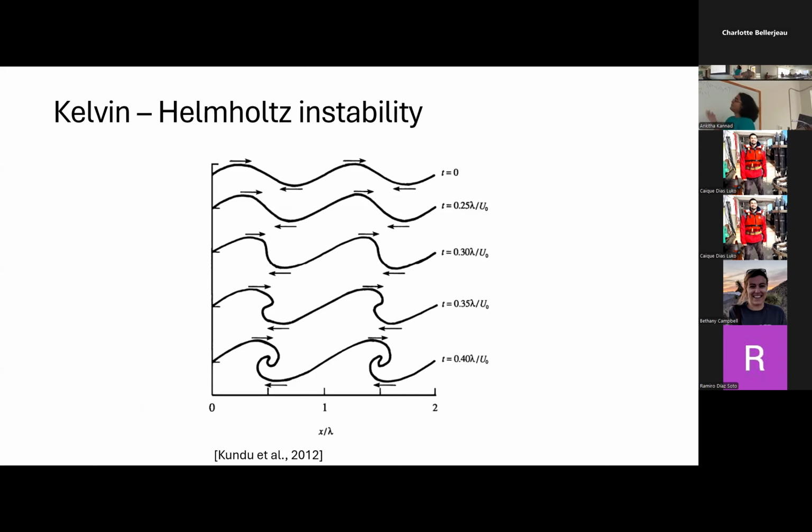Okay. Before we move on to the continuous gradient, even in this simple two-layer model, you'll see that with a perturbation, over time, these billows forming. And these are called Kelvin-Helmholtz billows. So if we solve this equation and plug in some values, this is the evolution of an instability that you will see.